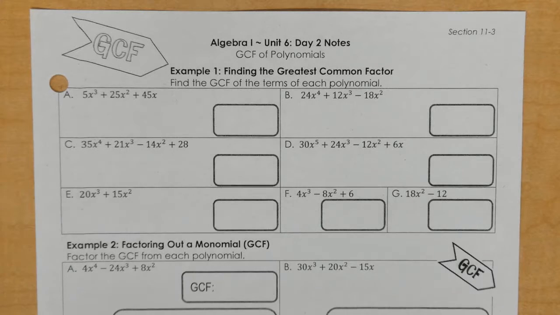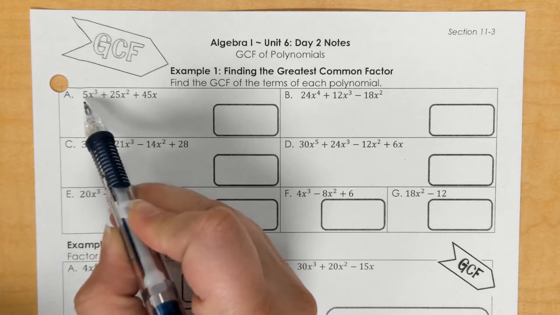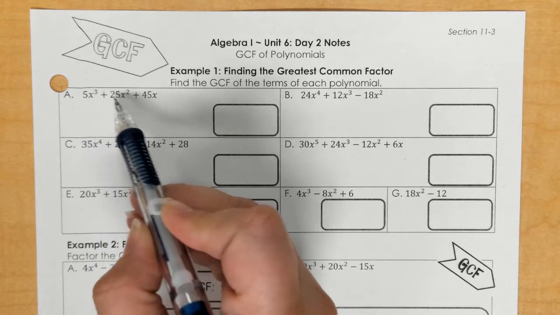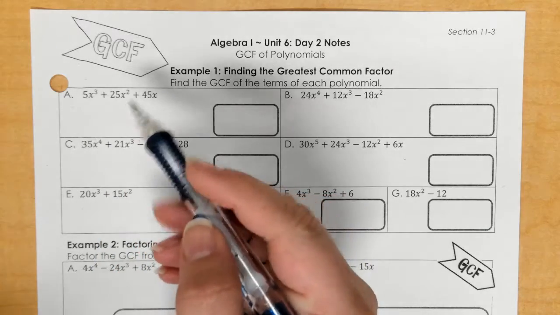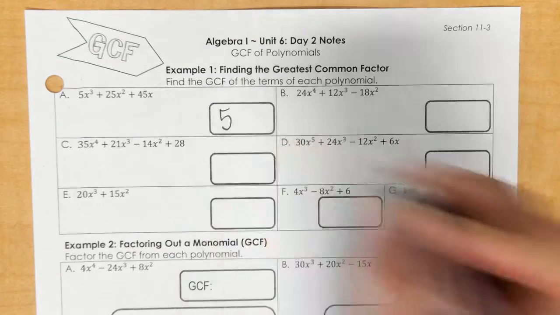For day 2 notes, example 1, finding the GCF. For this one, we can use the upside down birthday cake method we just talked about, or we can just do this in our head. So I see that my lowest number here is 5. Can 5 go into all of these? And it can. So I'm going to say 5.